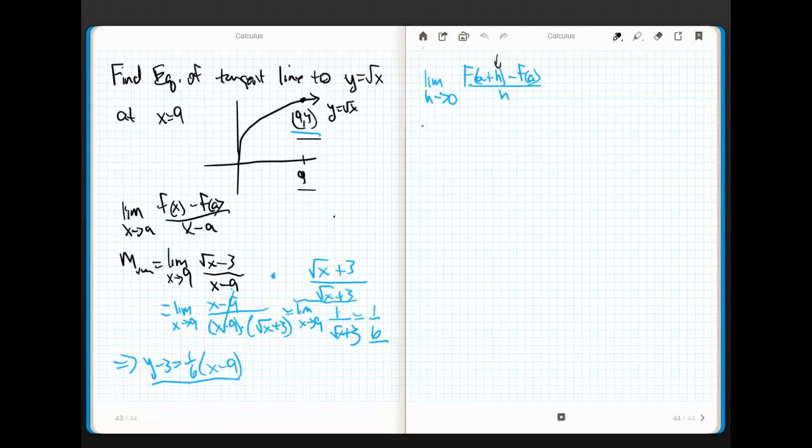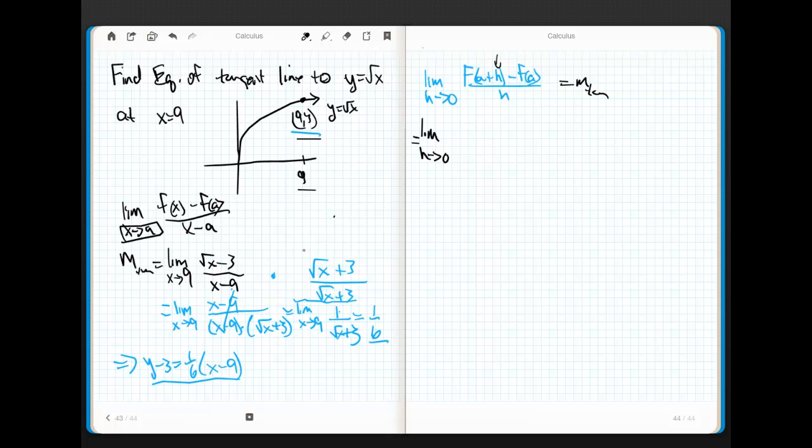So, ready? Here we go. The limit as h goes to 0. Notice that h always goes to 0. By the way, we are looking for the slope of the tangent line. So in this equation, h always goes to 0. In this equation, x always goes to a.